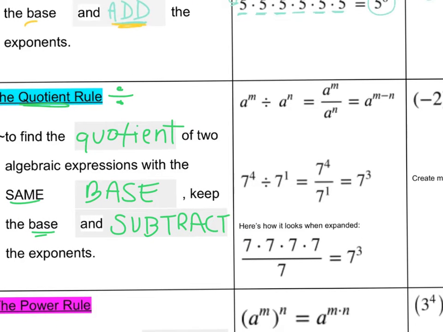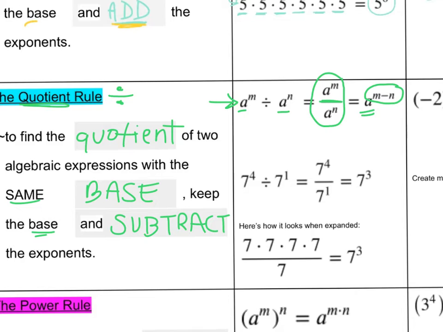So here is the rule, the algebraic rule. You can see here we have the same base and they're being divided. We can also set up the same problem with a fraction bar. So we keep the base. The property says if we're dividing and the bases are the same, we keep the base and subtract the exponents.